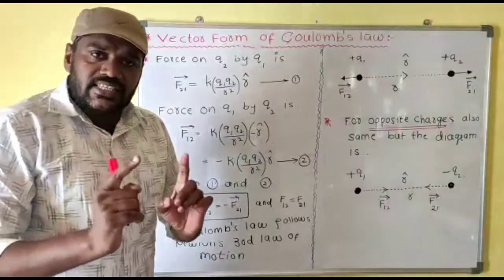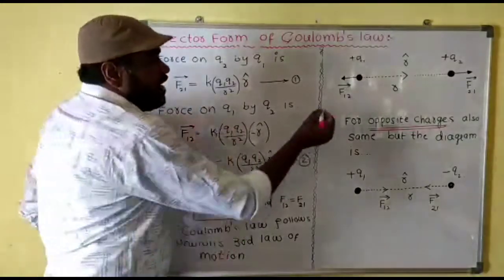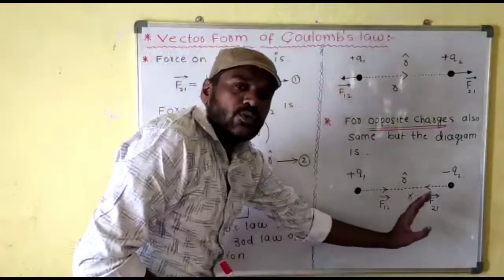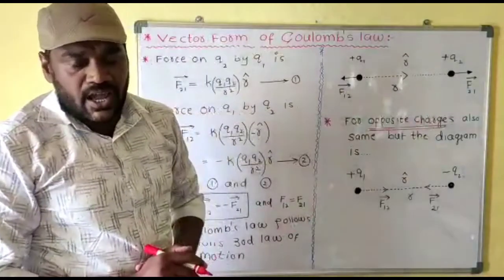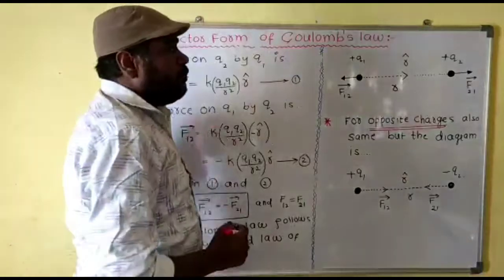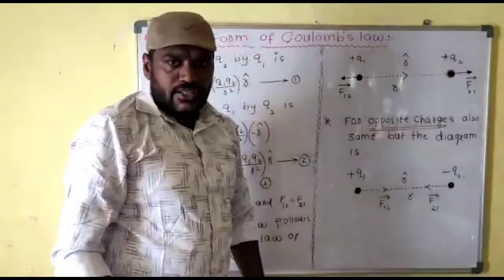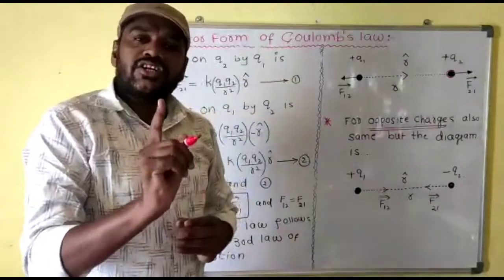Here everything is the same, only the directions of the forces are reversed. You see F12 acting on the left side, now F12 acting towards the right side, and in the same way F21 also reversed. And here, a very important thing you have to understand is, for example, you are calculating the force on the second charge.